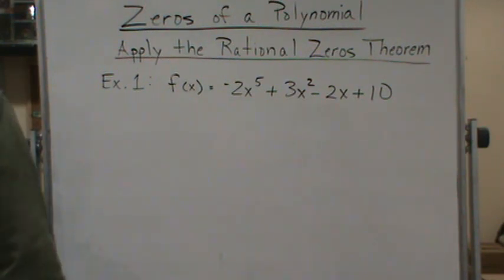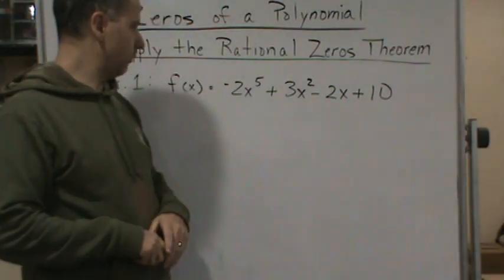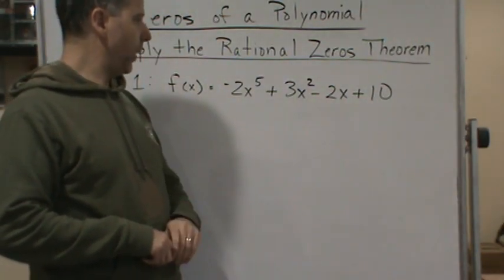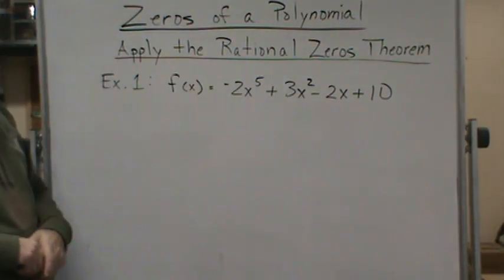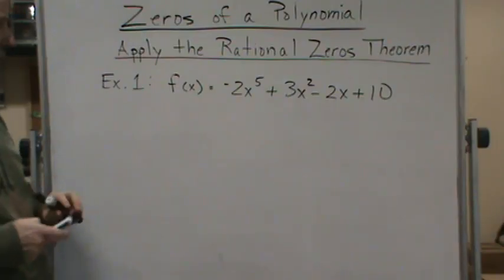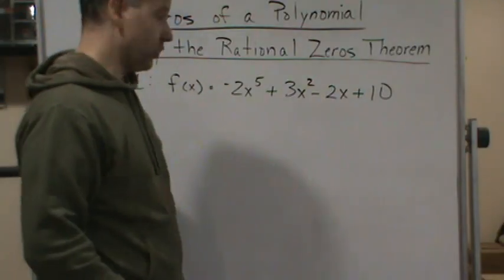All right, now in this example here, we're given this polynomial function, right? So negative 2x to the fifth plus 3x squared minus 2x plus 10. And so we're asked in this example to list out all the possible rational zeros. Okay, so what are we going to do? Well, we're going to use the rational zeros theorem.